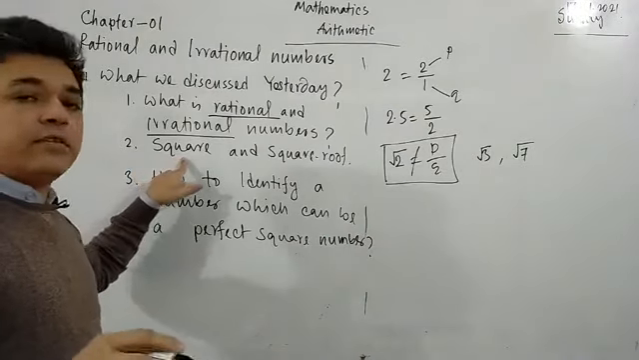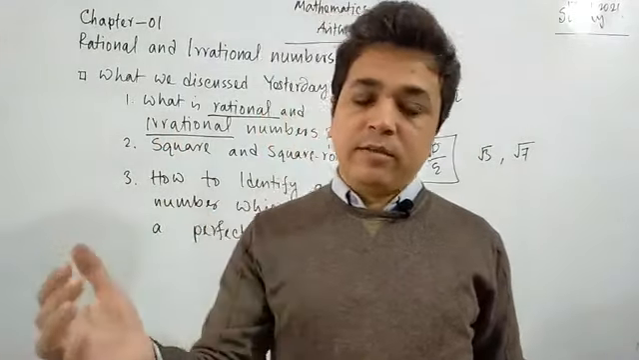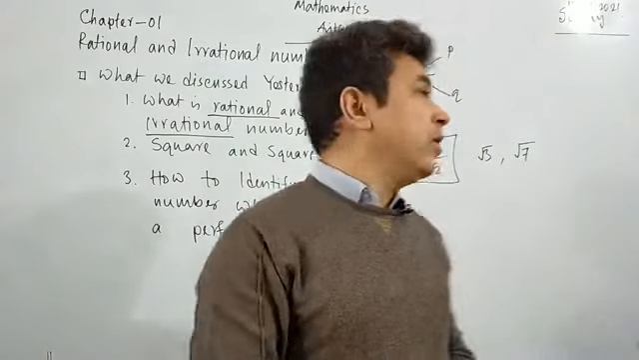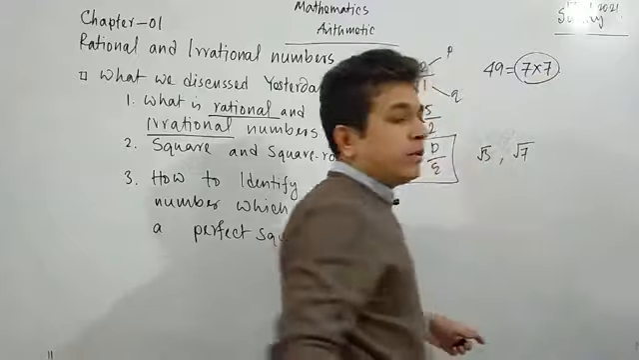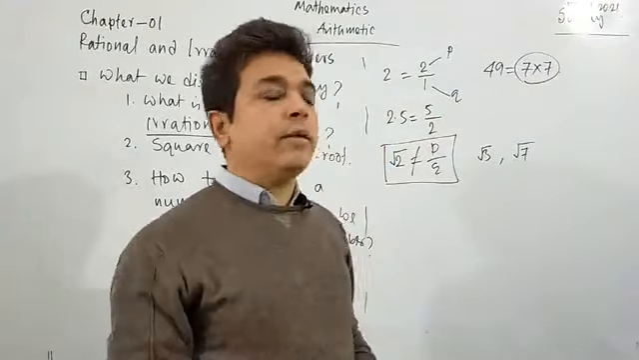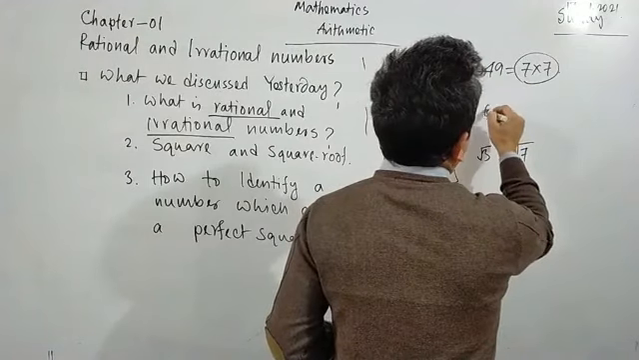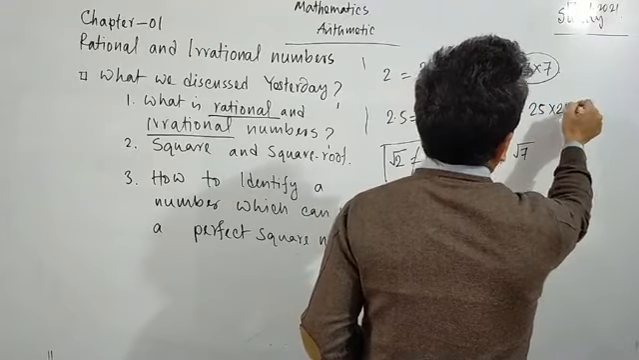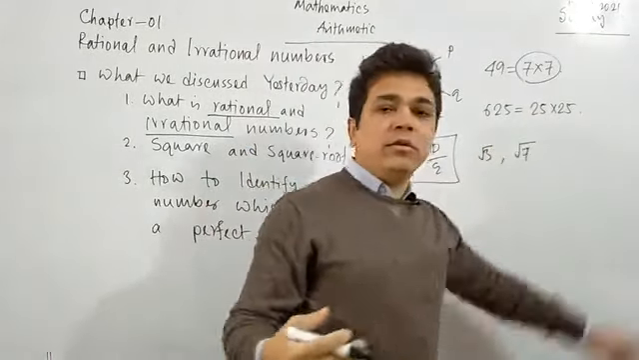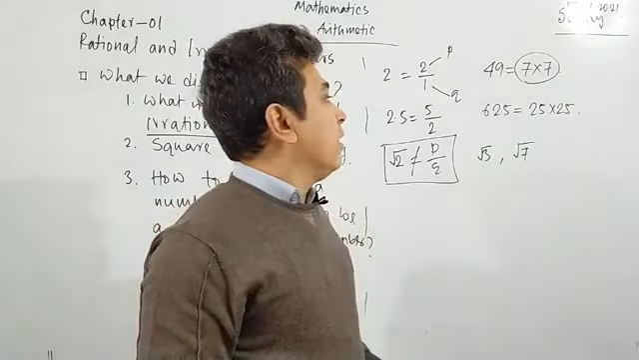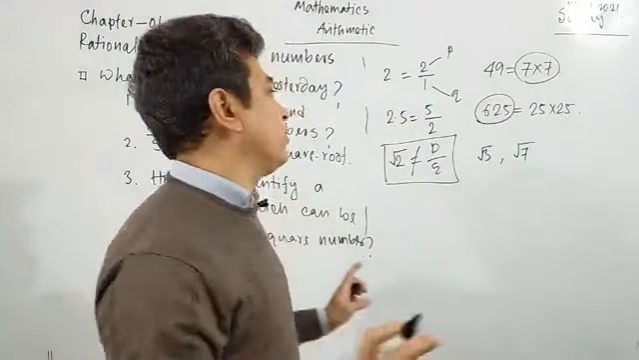After that, I discussed yesterday what is a square and what is a square root. What is a square number? The number which you can express as the multiplication of two same numbers. For example, 49 we can express as 7 into 7, the product of two same numbers. Another example, 625, we can write as 25 into 25. So we can express 625 as the product of two same numbers. Any number we can express as the multiplication of two same numbers, we can say this number is a square or perfect square number. I hope all of you get the point.